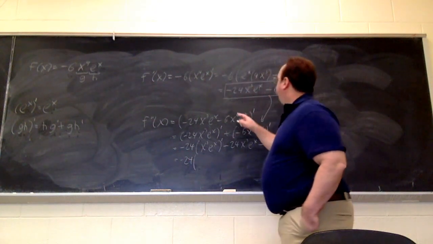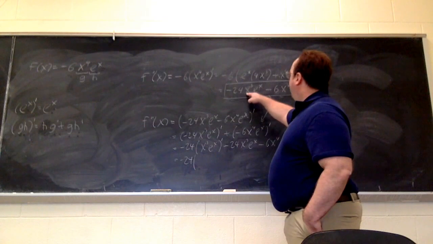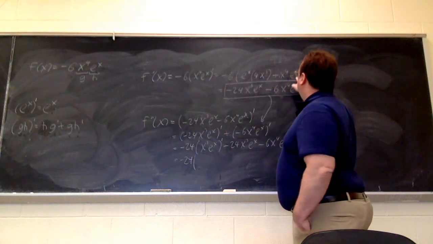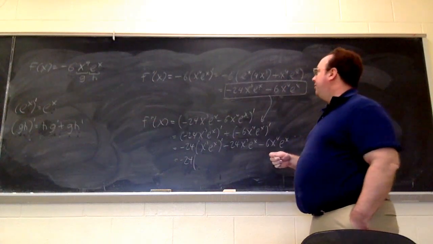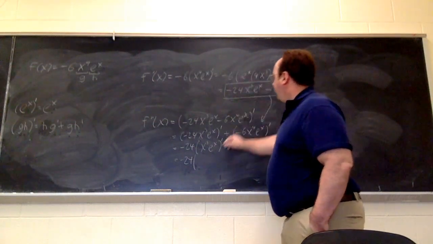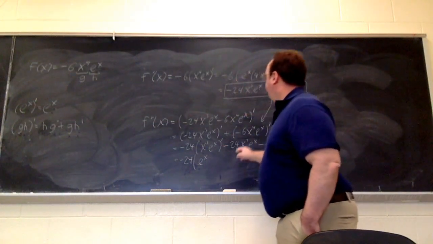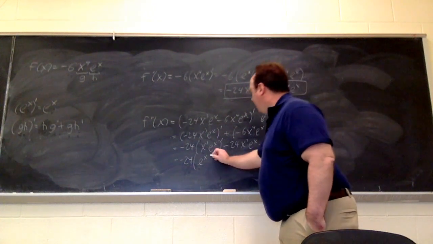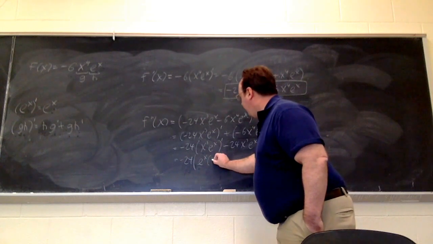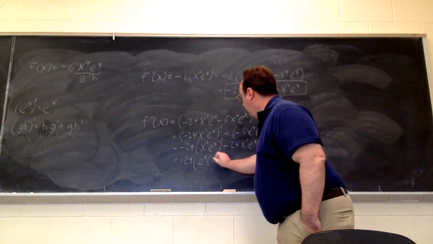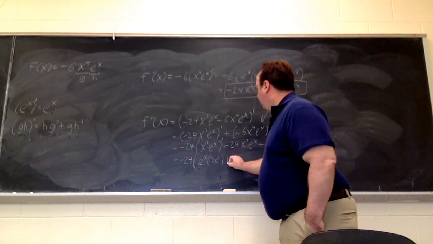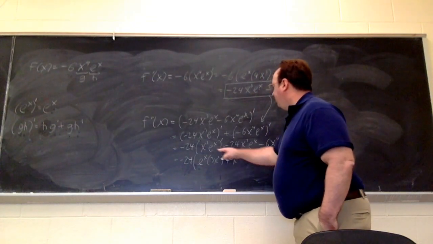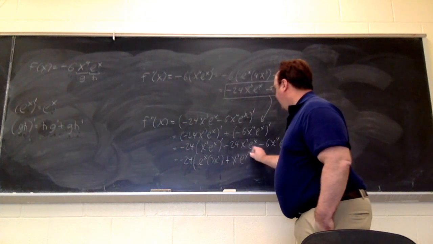So if I repeat what I did here, except I'm starting with x cubed instead of x to the fourth, I'm going to have e to the x times the derivative of x cubed now instead of x to the fourth. So derivative of x cubed is going to be 3x squared. And then plus x cubed times the derivative of e to the x, which is e to the x.